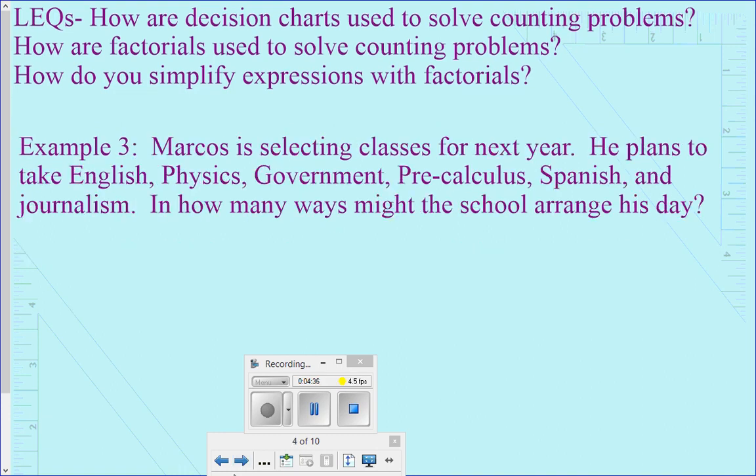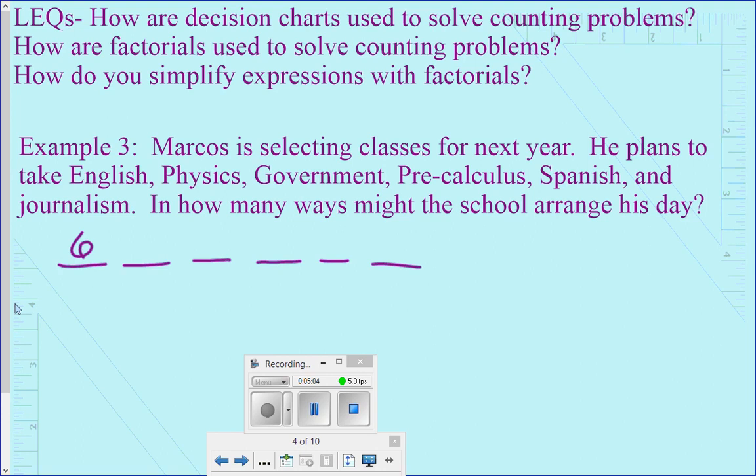Okay. So Marcos is selecting classes. He plans to take English, physics, government, pre-calc, Spanish, and journalism. How many ways might the school arrange his day? Well, so you want to copy that in your notes, but first of all, we really just care about the fact that there are 1, 2, 3, 4, 5, 6 classes. So I'm going to go ahead and make 6 blanks, and I'm thinking about how many choices for the first blank. The first blank represents first period, so there's 6 choices.